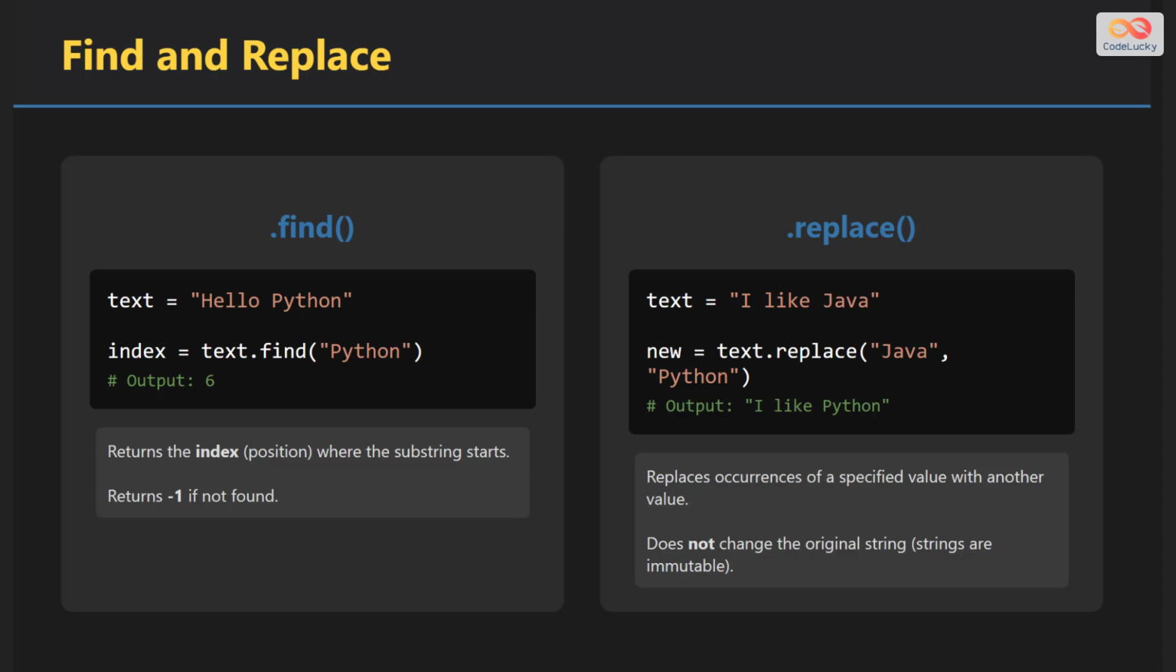Need to locate specific text? The .find method returns the index number where a substring starts. If it returns -1, the text wasn't found. To swap text, use the .replace method. It takes two arguments, the text to look for and the text to replace it with. Remember, this returns a new string and does not modify the original.